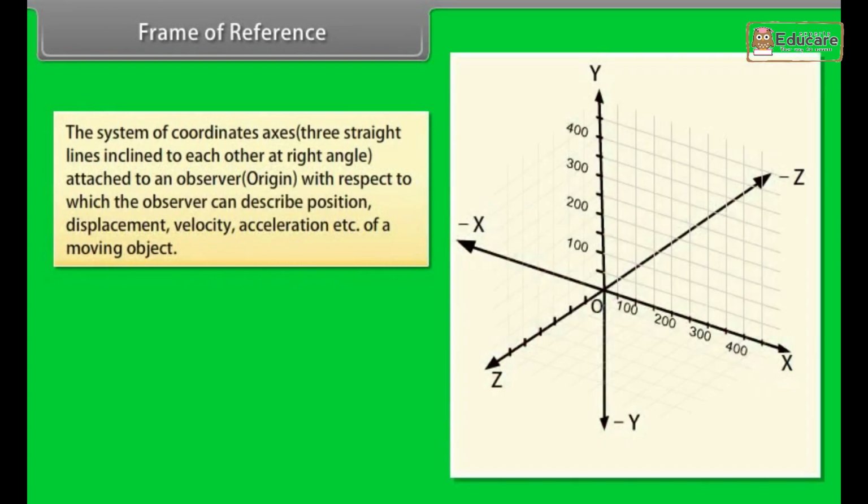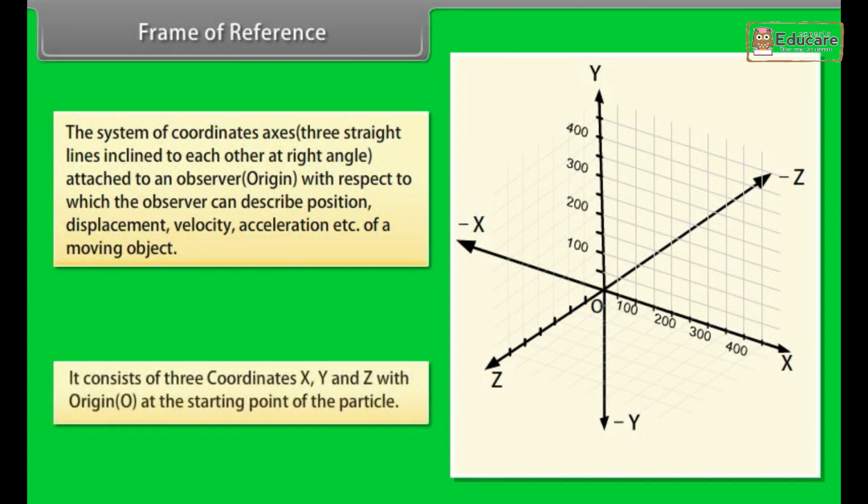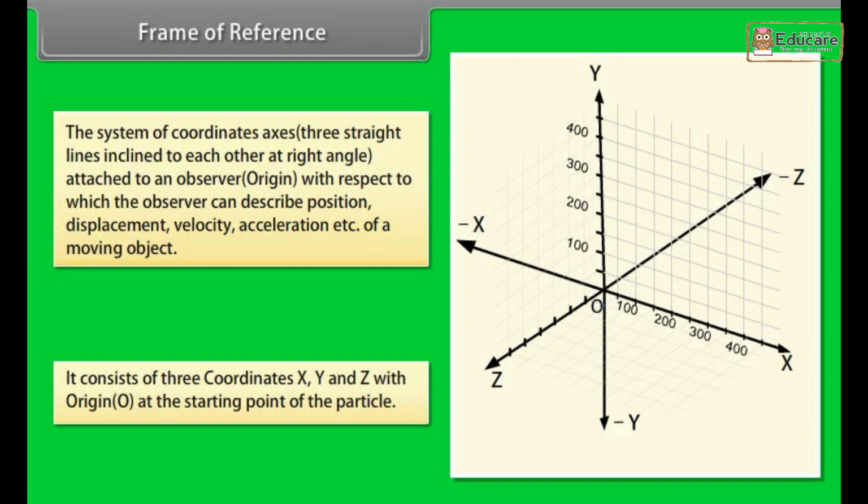Frame of reference. The system of coordinate axes, three straight lines inclined to each other at right angles, attached to an observer at the origin, with respect to which the observer can describe position, displacement, velocity, acceleration, etc. of a moving object. It consists of three coordinates x, y, and z with origin O at the starting point of the particle.